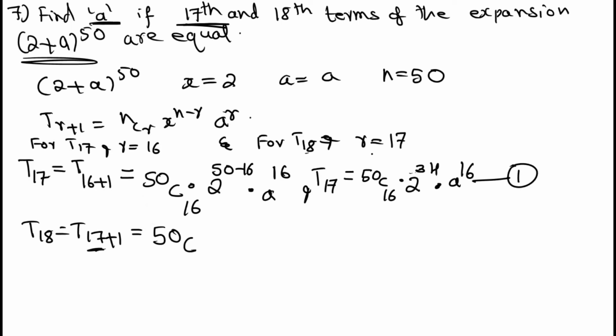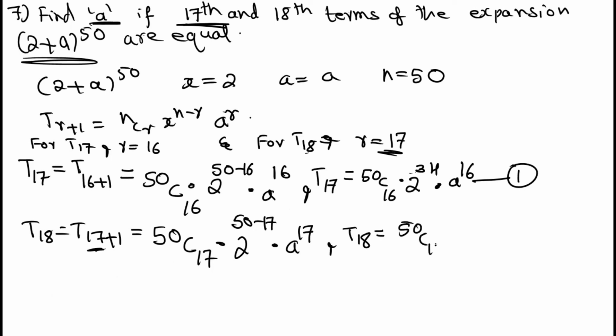We know, right? For 18th term r value equal to 17 into 2 to the power n minus r, that is 50 minus 17 into a to the power r, that is a to the power 17. If you simplify this one, you will get T18 equal to 50C17 into 2 to the power 50 minus 17, that is 2 to the power 33 into a to the power 17. Take it as equation 2.